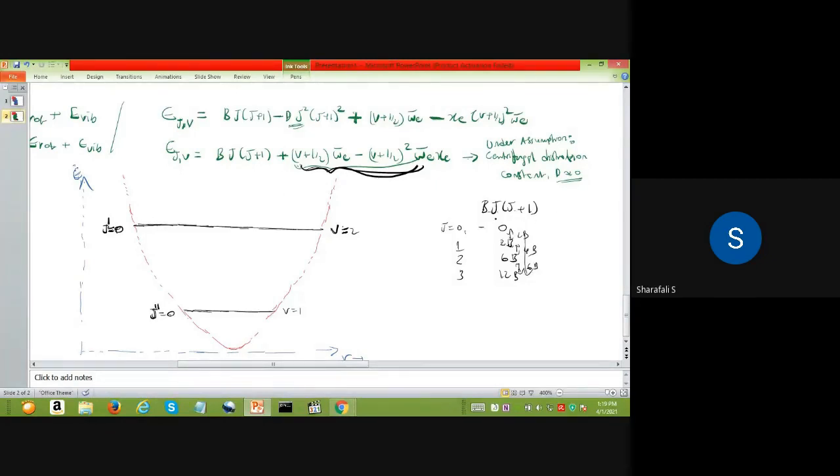When j equal to 0, this term will not contribute to the total energy level, and only this part will be there. So when v equal to 2, you will be at the same position as the vibrational energy, because rotational energy will not affect it when j equal to 0. But when j dash equal to 1, you will have an energy level higher than that of v equal to 2, because you have to add b into j into j plus 1 to the vibrational energy level. So we have an energy level here.